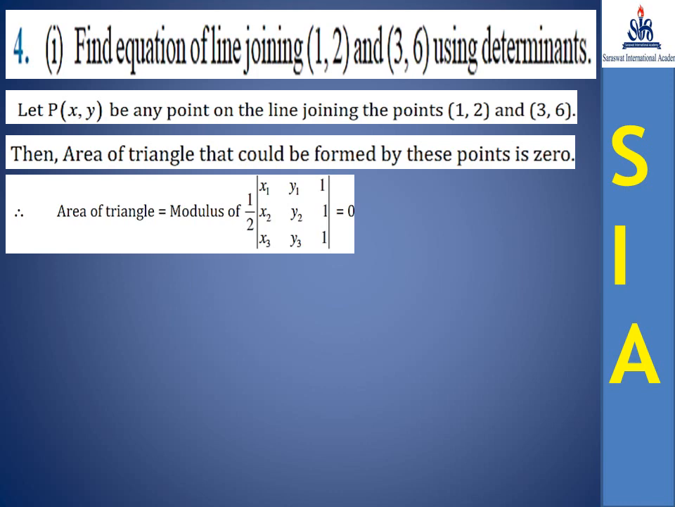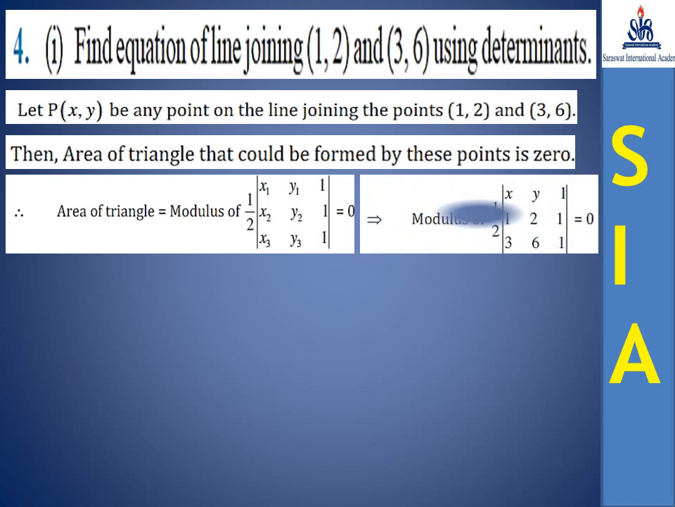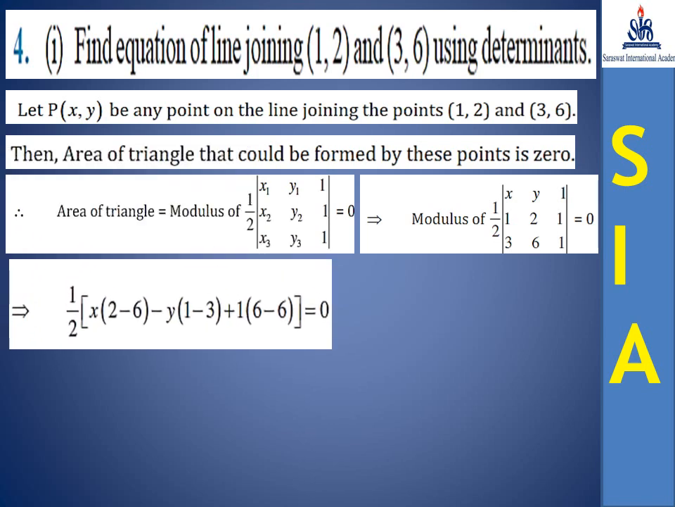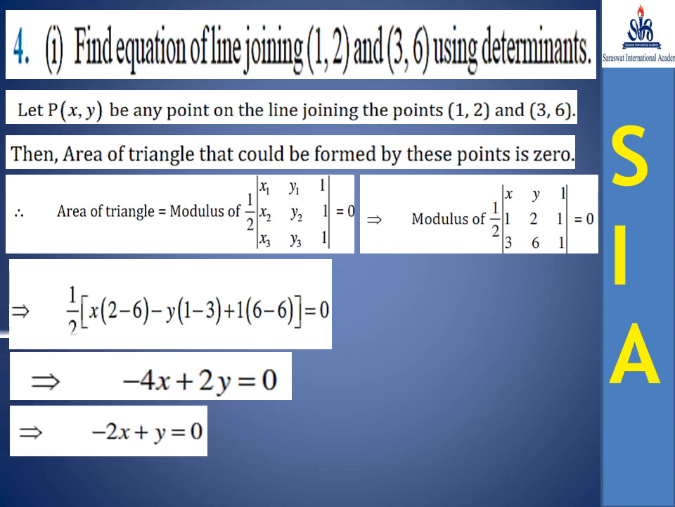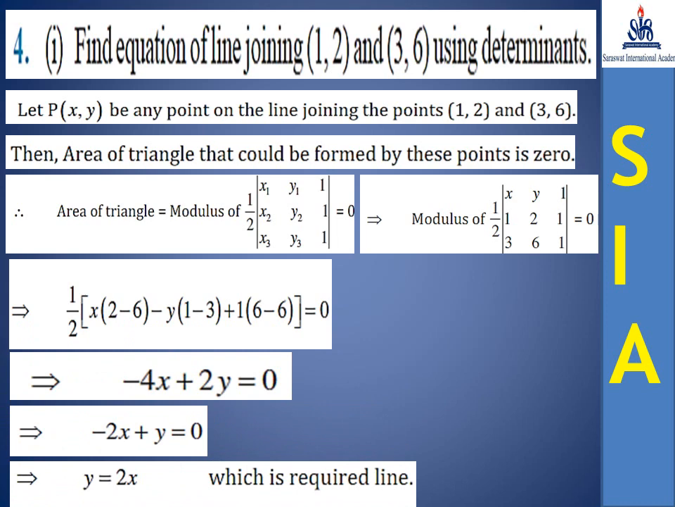Students, why 0? Because here the area is 0, because point P, A(1, 2) and B(3, 6) lie on the same line. Therefore, the area of the triangle is 0. Now apply the values. (x, y) is the P point, (x1, y1). (1, 2) is the second point (x2, y2), and (3, 6) is the last point. Calculating further by the definitions, definitely you can take minus 4x plus 2y is equal to 0. After taking 2 common and rearranging, you get the value 2x minus y is equal to 0, or you write y is equal to 2x. Yes students, that is our required line.